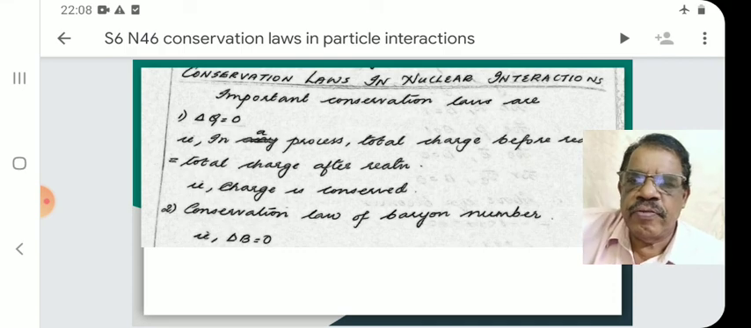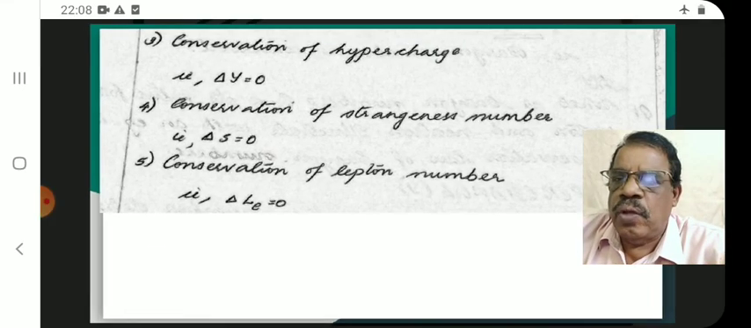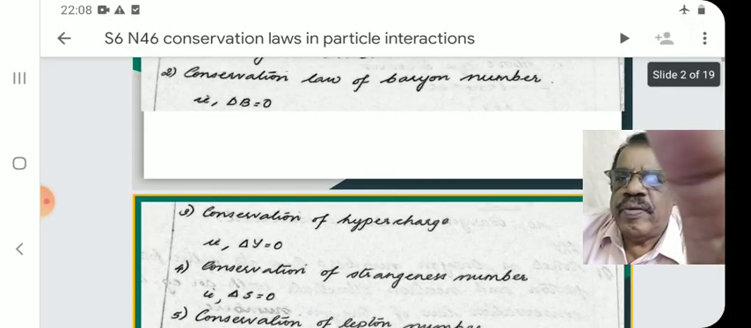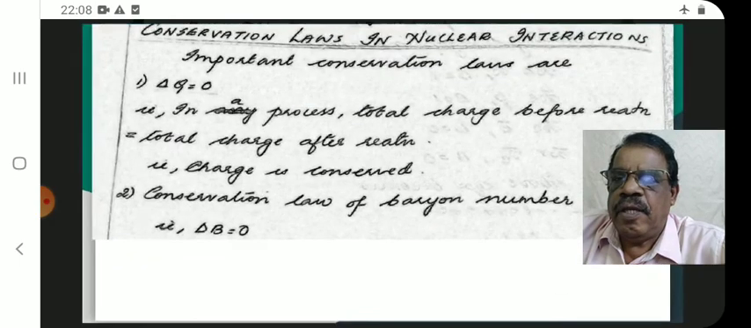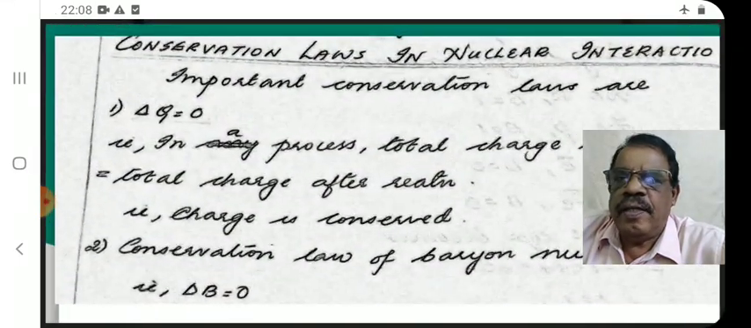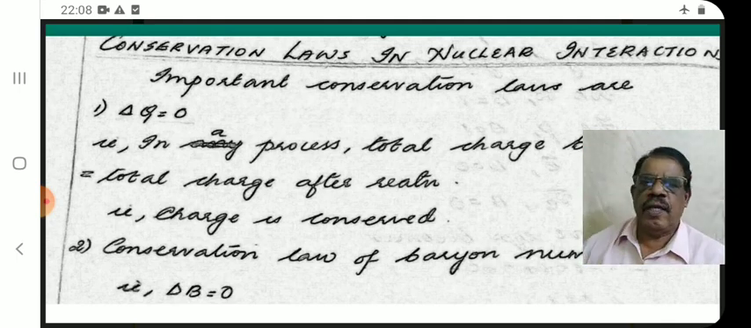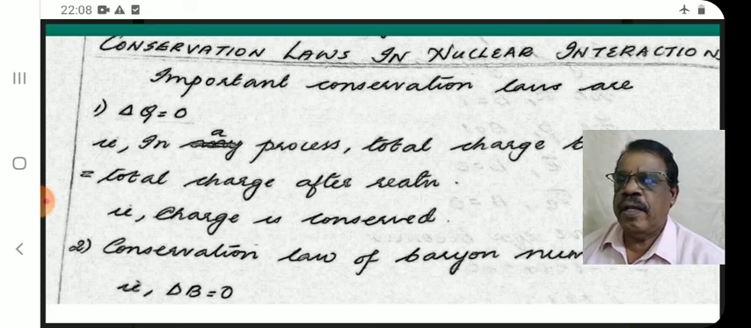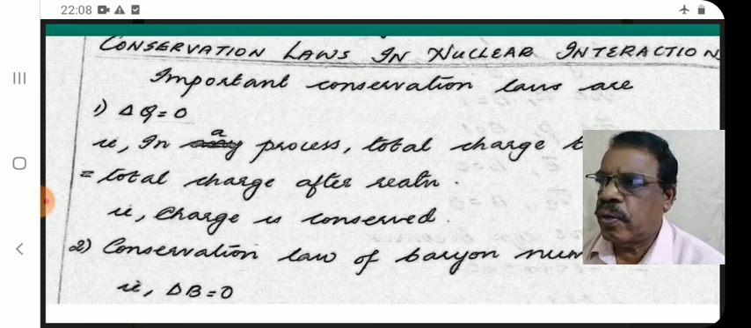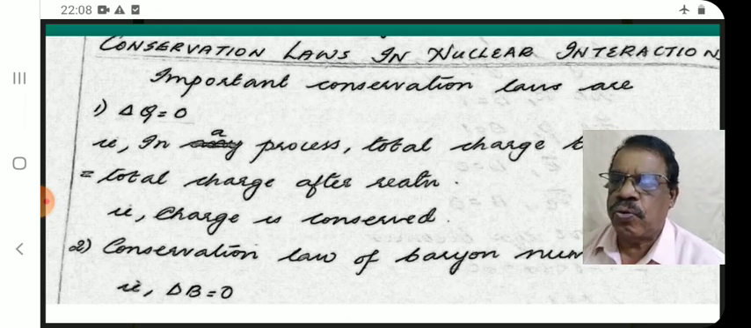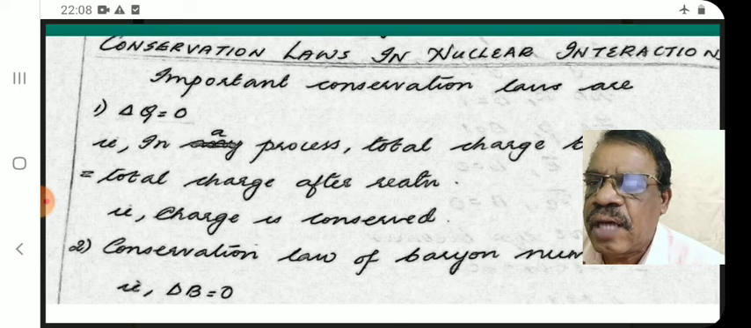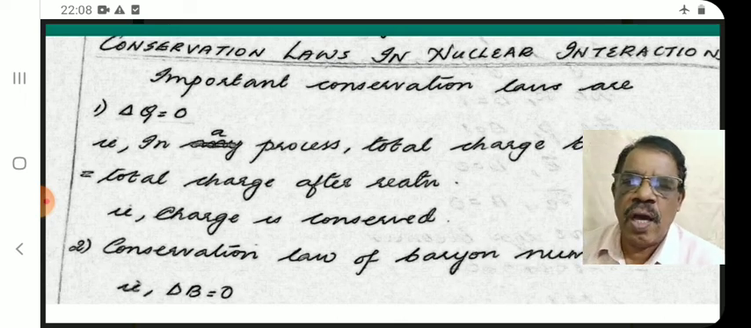So these are some of the conservation laws in nuclear interactions, the conservation laws in particle interactions. In the previous two classes, we have studied the meaning of particle interaction with examples, and now we see some of the conservation laws in nuclear interactions or particle interactions. Important conservation laws are: number one, delta Q is equal to 0. We write in the form of symbols so that you can remember them easily. The first conservation law is delta Q is equal to 0, that is, charge is conserved in a nuclear interaction.